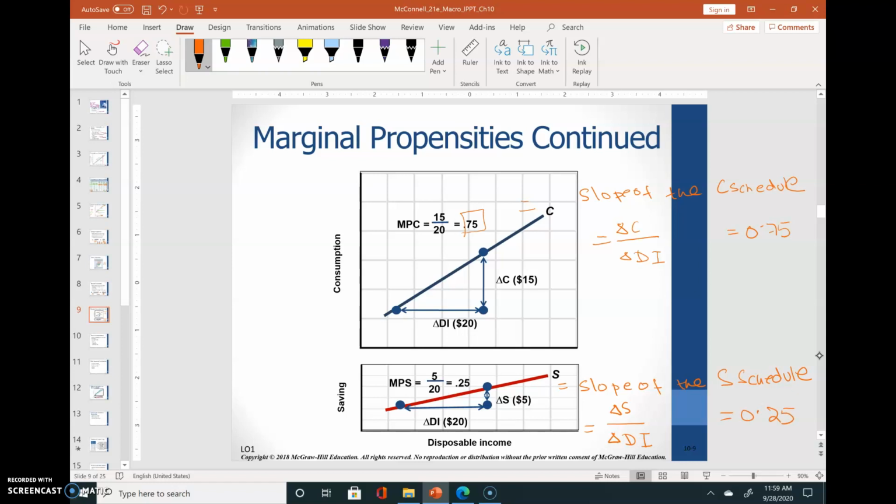Okay, just some other thing to remember. The consumption schedule you can find when you have consumption on the vertical axis. On the horizontal axis, you can either have disposable income or gross domestic product. The same applies for the savings schedule. You have savings on the vertical axis. Horizontal axis, you will have either disposable income or the gross domestic product.